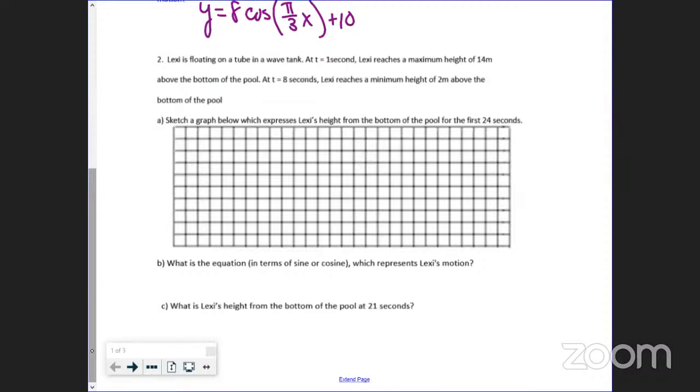Now, let's read it. Lexi's floating on a tube in a wave tank. So in other words, that wave tank would be like level water. And then the waves start and she goes up, she's going to go down, right? That's what's going on. So it tells you at t equals 1 second, she goes to a height of 14. At 8 seconds, she goes to a minimum height of 2. I need you to go ahead and try to figure out what is the equation to model her height at any time t. If I've given you the max and the min, that's a lot. We're going to talk about this.